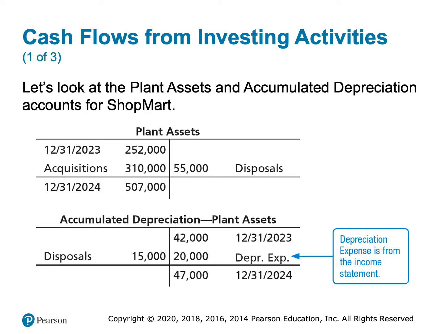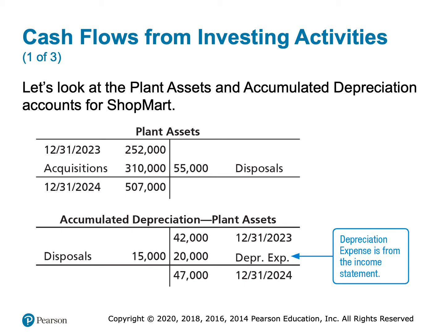So oftentimes it's helpful to look at some T accounts. So our plant assets last year were $252. This year they're $507. I know that I sold an asset that had a historical cost of $55,000. So that's a credit of $55. And I purchased assets for $310. So that's a debit of $310. So that equation balances out. That T account works out. I get an ending balance of $507.